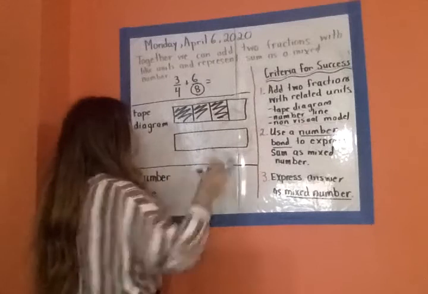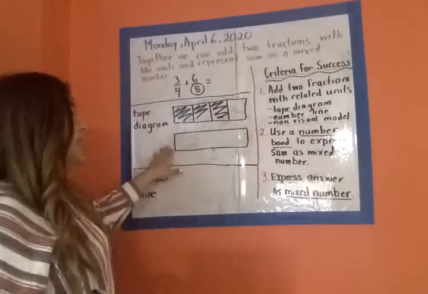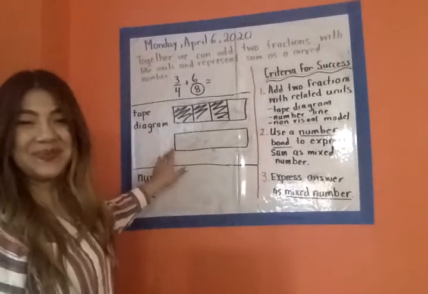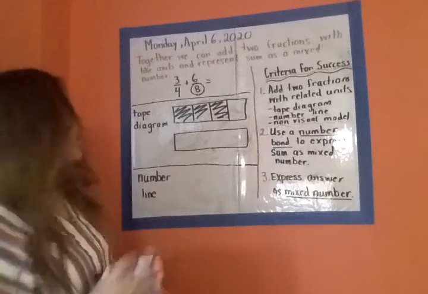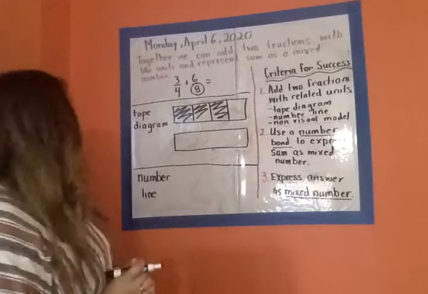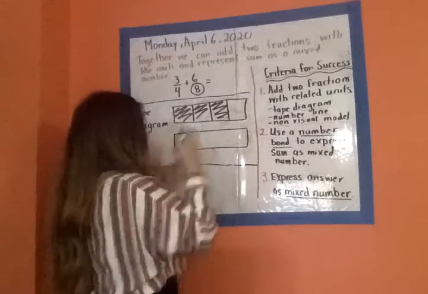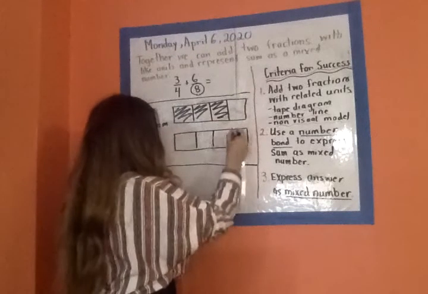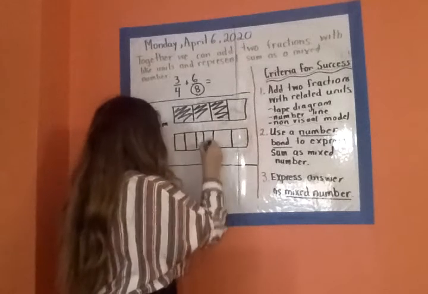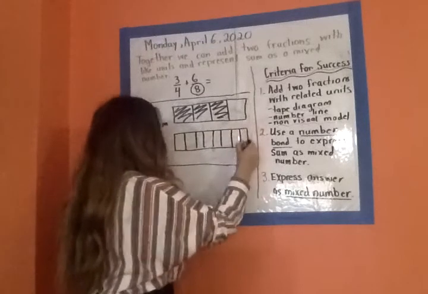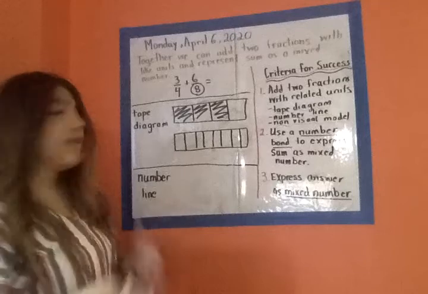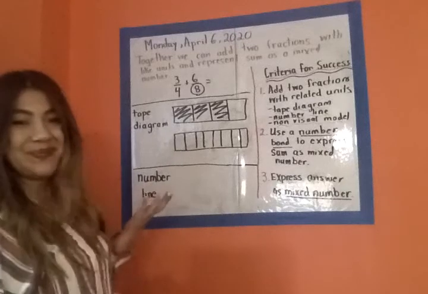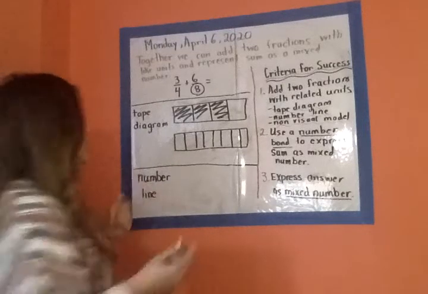I'm going to do the same with 6/8. However, how might I want to partition the second tape diagram? How many equal parts should I draw out? Yep, and so I should have 8, right? I have 8 pieces or 8 parts. Okay, now how many am I going to shade in? 6, yeah.